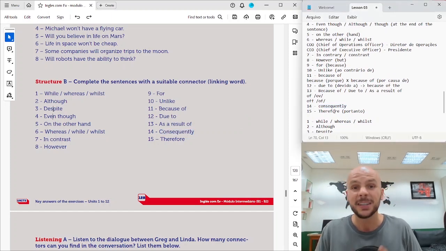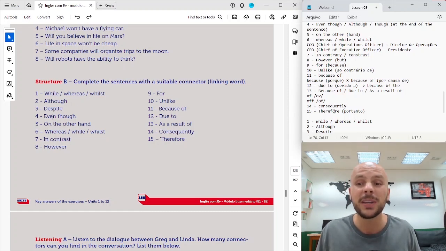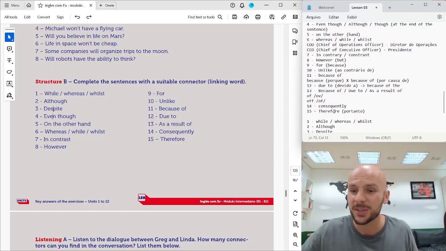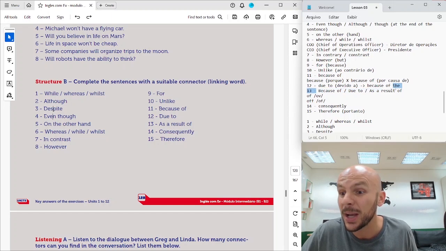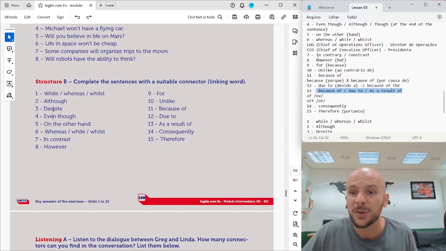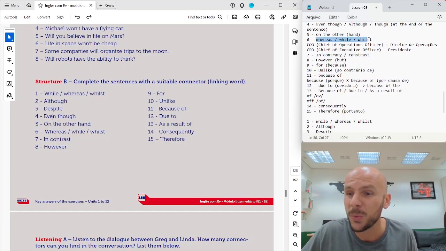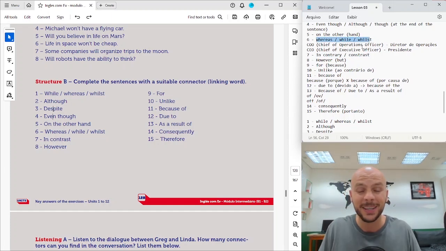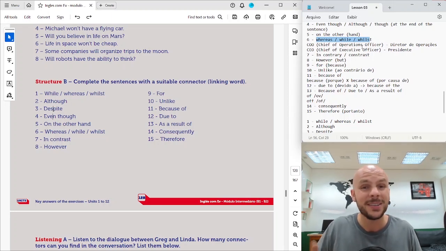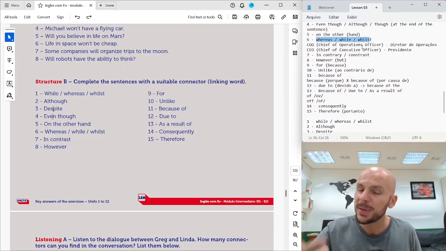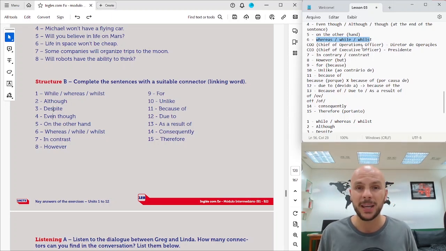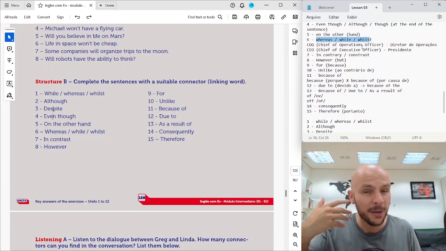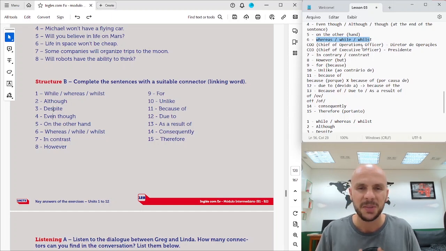And yeah, memorize the connectors slowly. You see some connectors are similar to others, like because of, due to, as a result of, okay? In contrary, in contrast, okay? Whereas, while, whilst. Memorize the connectors slowly, but constantly, okay? Whenever you have the chance, use the connectors in your speaking, in your writing, okay? Because it's very common that you are going to hear people using connectors all of the time, all right?